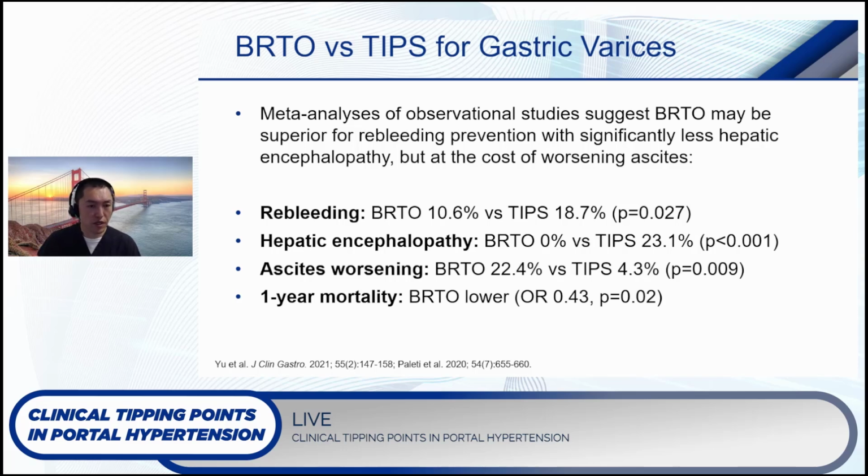ascites. And you can see some of the specific numbers that they quoted here in the study: higher risk of rebleeding in TIPS, higher risk of encephalopathy. But when you look at ascites, much higher worsening of ascites seen in those that underwent BRTO. And then at least in this smaller meta-analysis comparing the two, there appeared to be lower mortality associated with the BRTO approach.